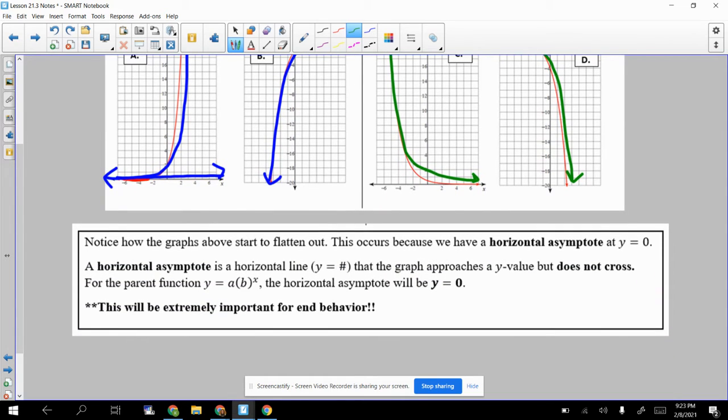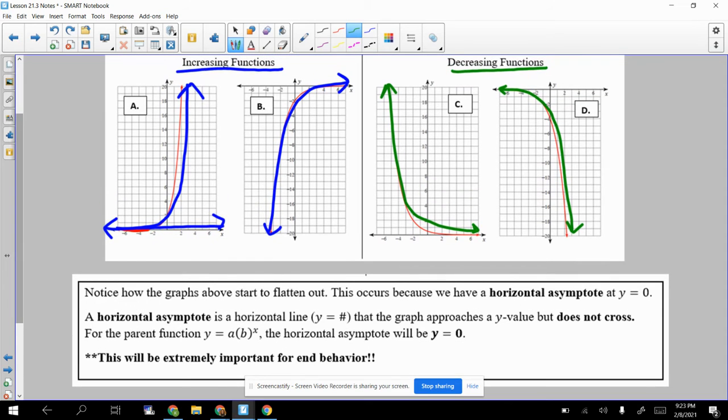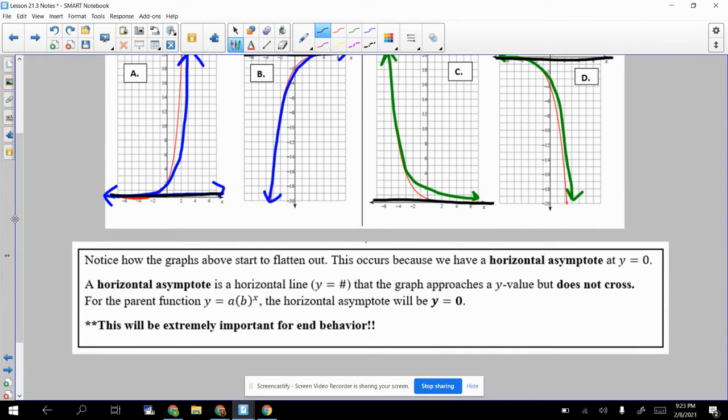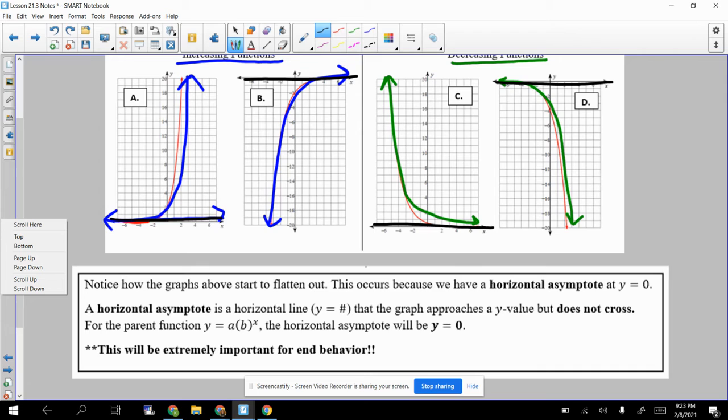Now it says to also notice how the graphs start to flatten out. So in all of those that I just drew, it started to flatten out at some point. So here it flattens out, here it flattens out, here, and all of those happen to flatten toward the x-axis. But that's actually called a horizontal asymptote. And all of these have a horizontal asymptote at y equals 0. A horizontal asymptote is a horizontal line, y equals a number, so in this case 0, that the graph approaches but does not ever cross.